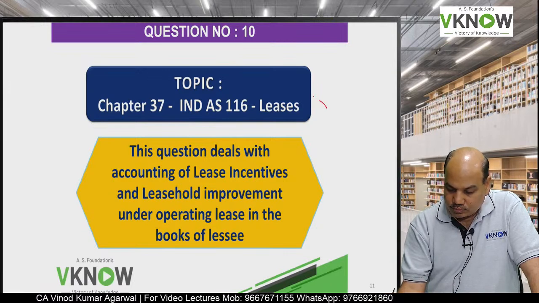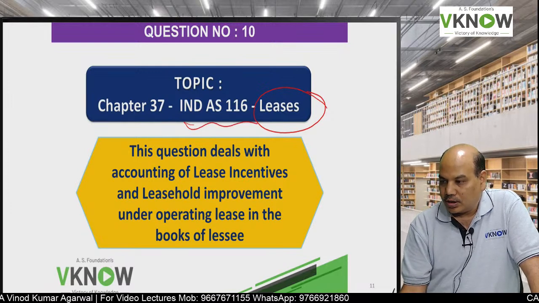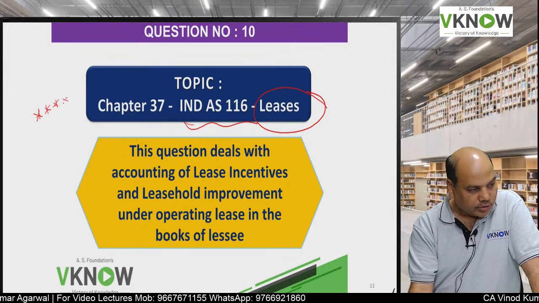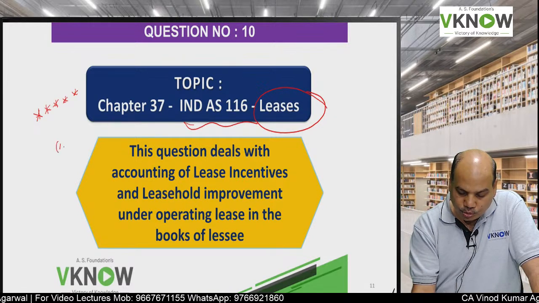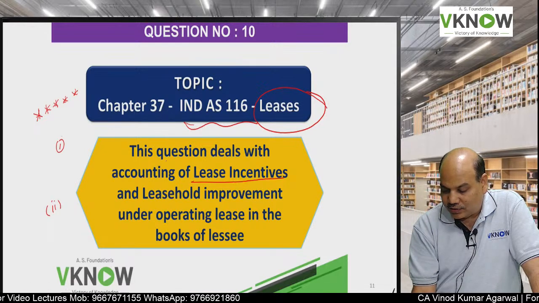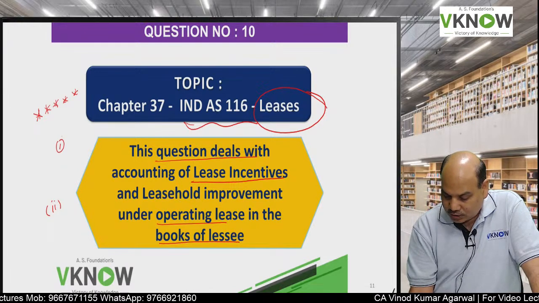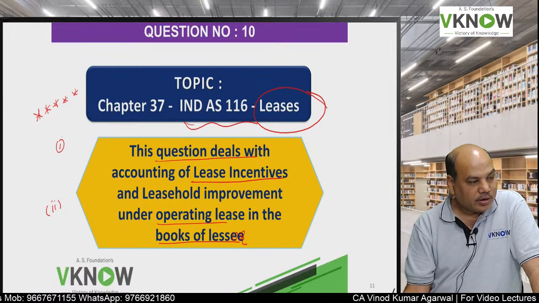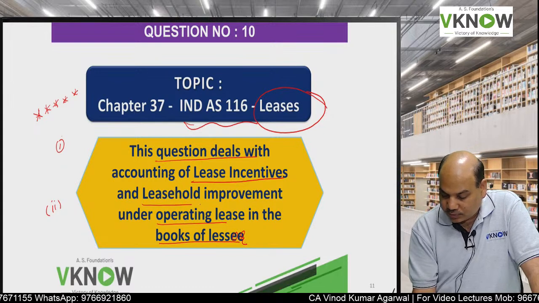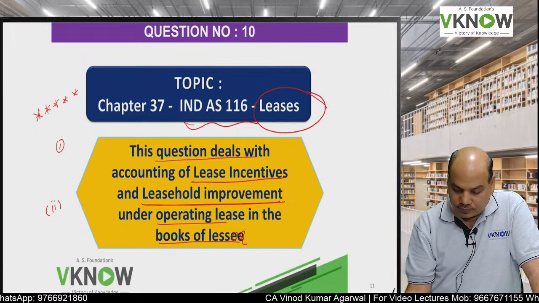Question number 10 was on leases, Ind AS 116, and this is a good question. Write down important. This question has 2 parts. Part 1 deals with lease incentive in the books of lessor under operating lease. It is lessor, my mistake in typing. Lease incentive in the books of lessor. And part 2 deals with leasehold improvement under operating lease in the books of lessor.